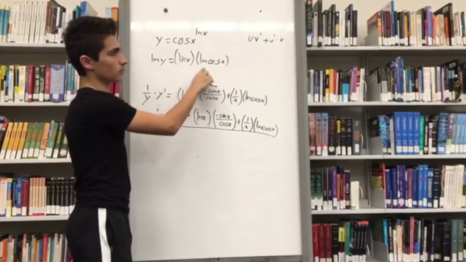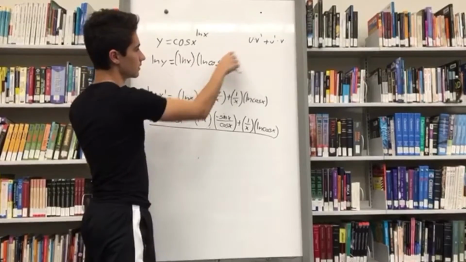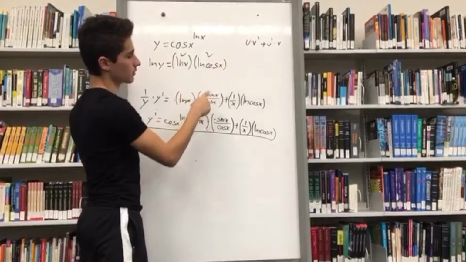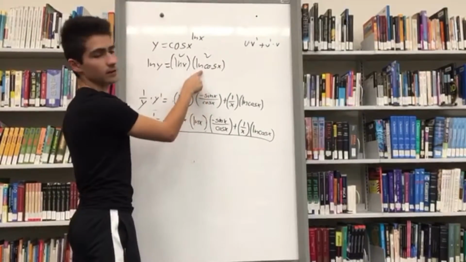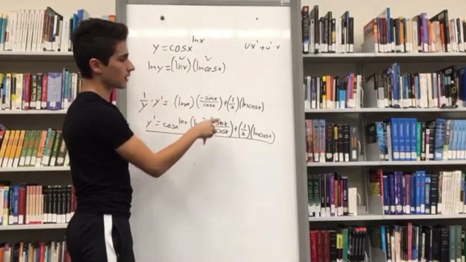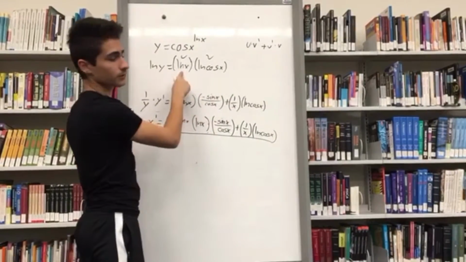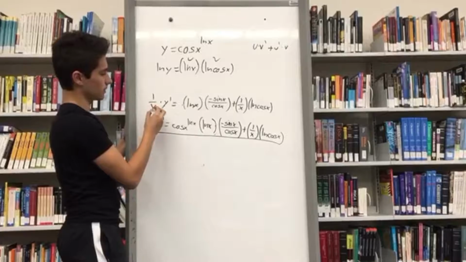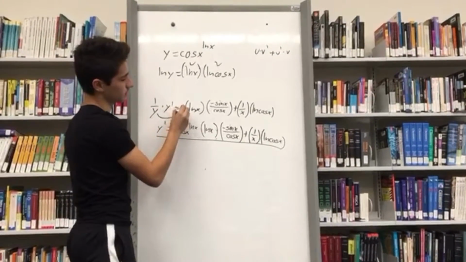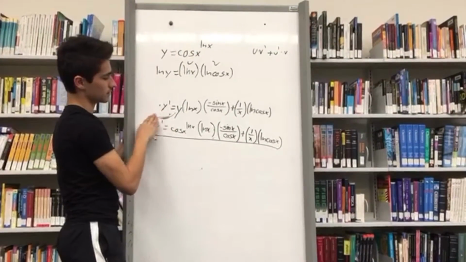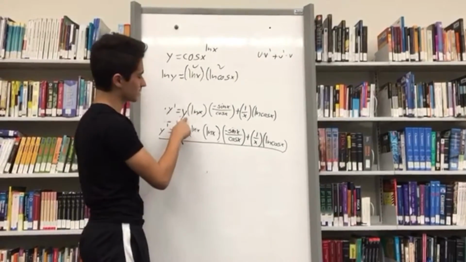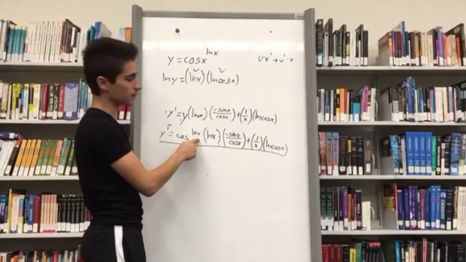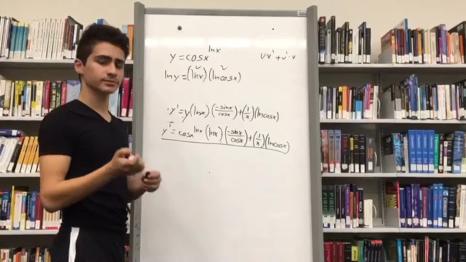And for this we use the product rule, which is u times the derivative of v, this one is the derivative of this one, plus the derivative of u times v. And we pass this y to this side, it passes multiplying, we erase this, and we finally substitute y with the original function, and it becomes cos x to the ln x, and this is the answer.